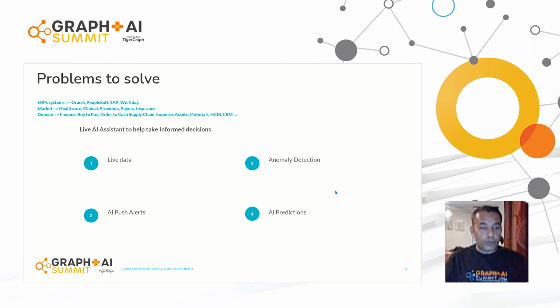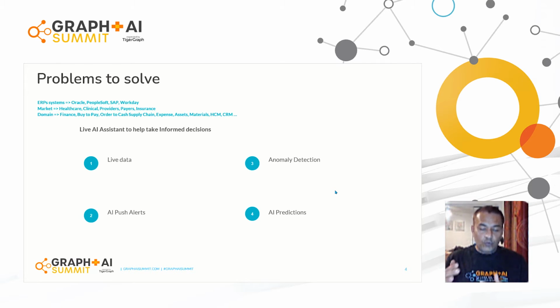The whole purpose of this project is to solve some real-life problems which are related to finance and supply chain data. So first, we need a place where we can store petabytes and terabytes of data. Most of the time, ERP data are huge data sets. So that's where TigerGraph comes in.